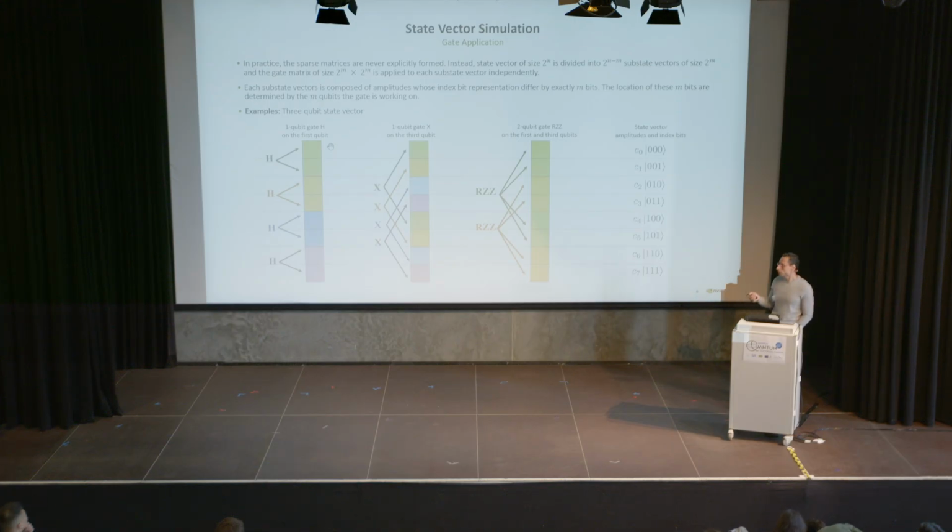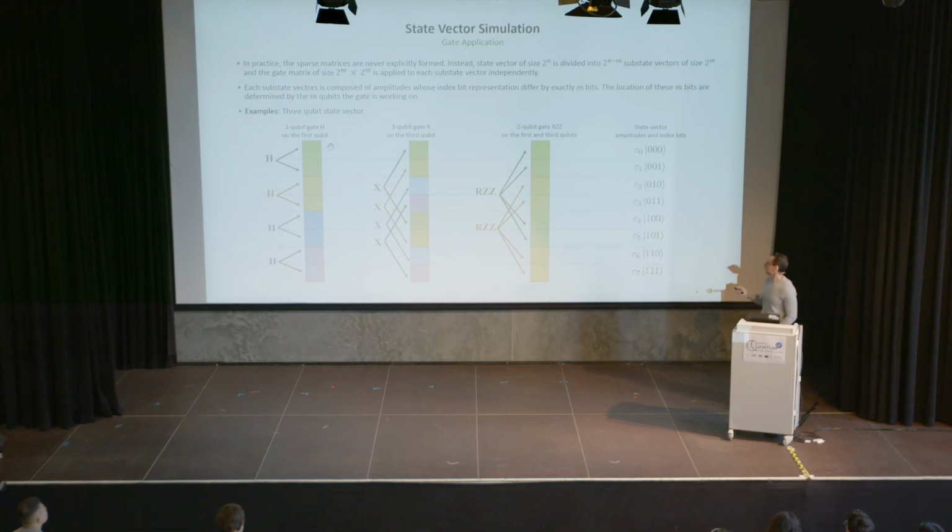Now, which elements constitute each subvector will depend on which qubit the gate is being applied to. If we are applying it to the first qubit, for example, then the subvectors will be composed of amplitudes whose indices differ by the value of the first bit. So the first subvector will be composed of amplitudes 0 and 1, the second one with amplitudes 2 and 3, and so on. However, if we're applying this gate to the third qubit, then the subvector will be composed of amplitudes which differ by the value of the third bit. Therefore, amplitude 0 will be coupled with amplitude 4, and 1 with 5, and so on.